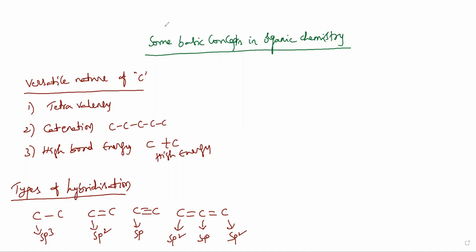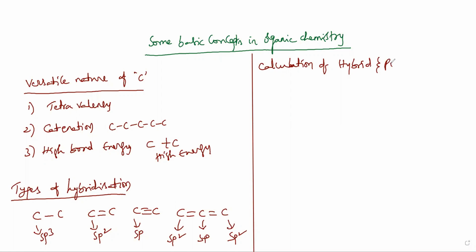Now, this is regarding types of hybridization. Next, based on hybridization, we have one more model, that is calculation of hybrid and pure orbitals. How can we calculate hybrid and pure orbitals in any given compound?